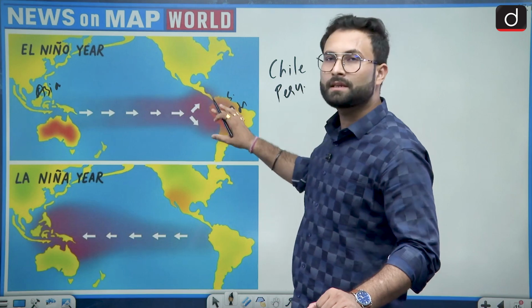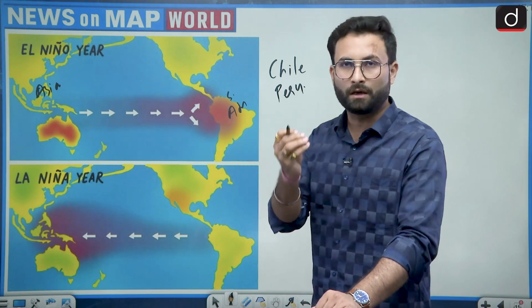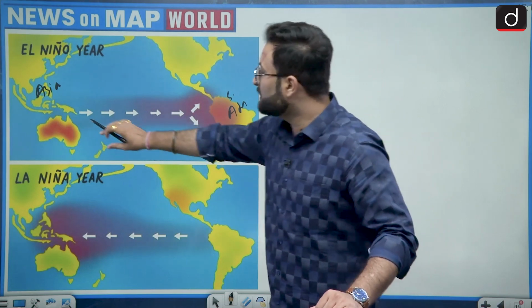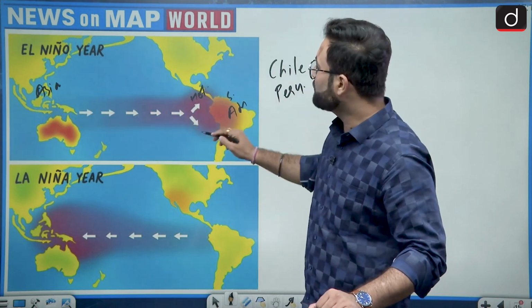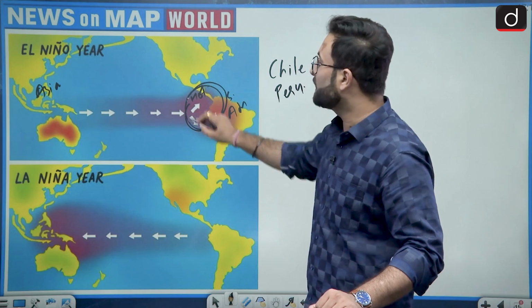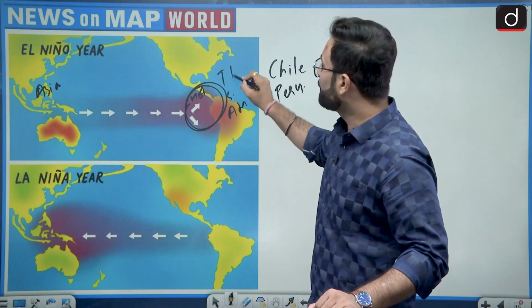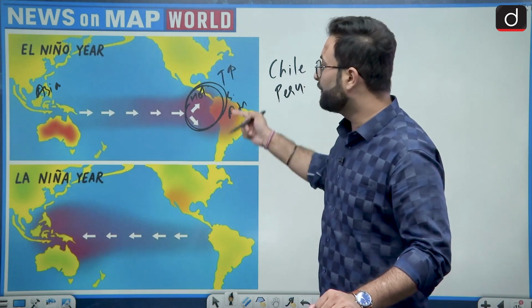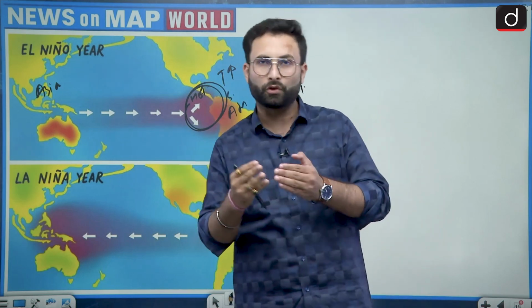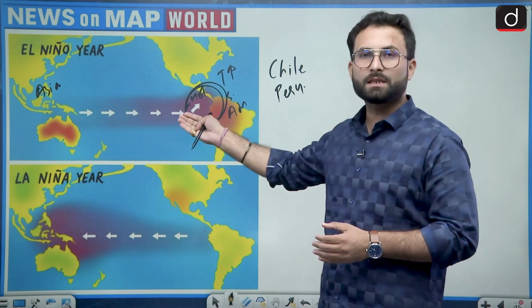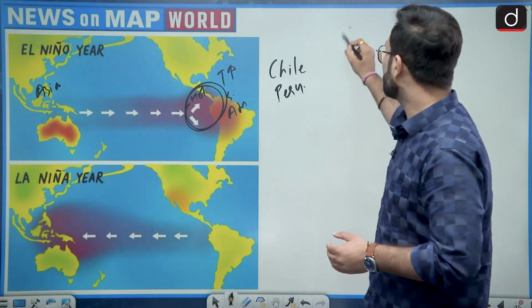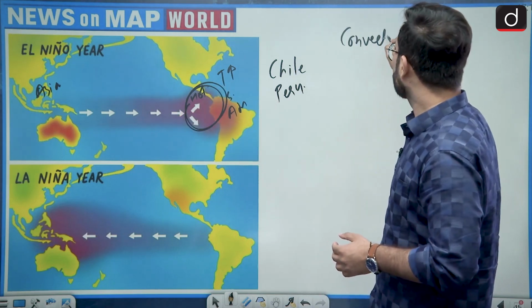Now normally these areas are supposed to be cold, but because of these winds over here, these are hot winds, and that is why the temperature over this particular area increases. What they will feel over here is that hot water is coming over there on this particular coast. Okay, since temperature is increasing, obviously there will be convection.